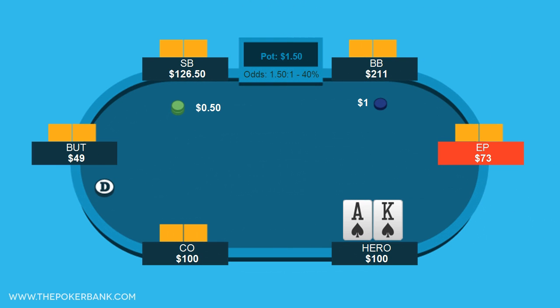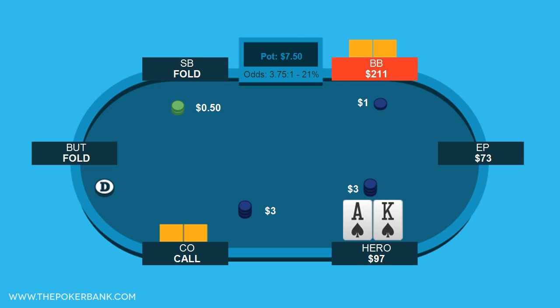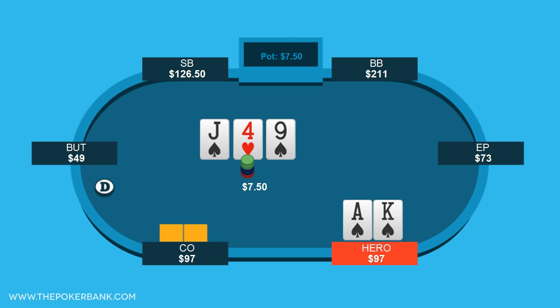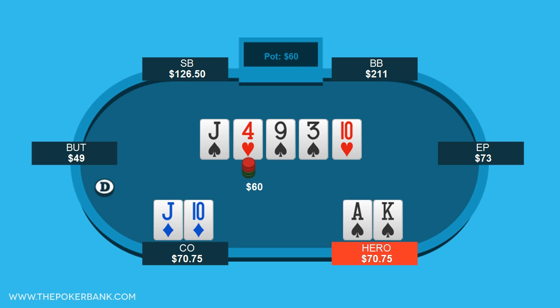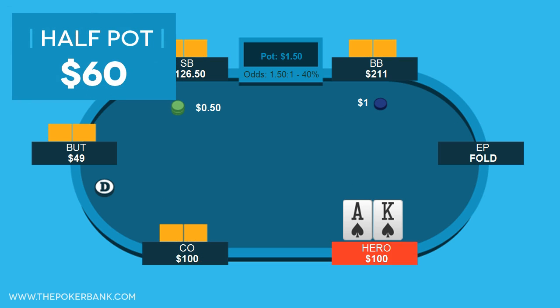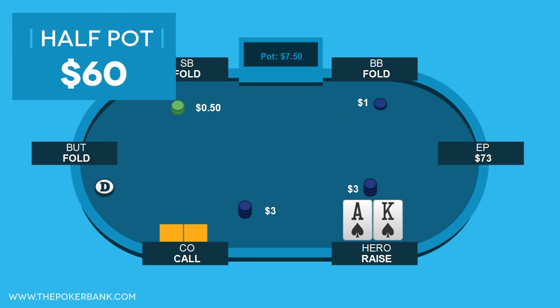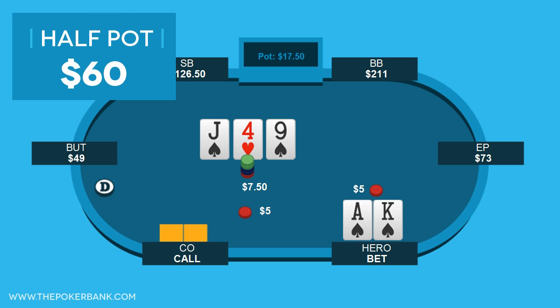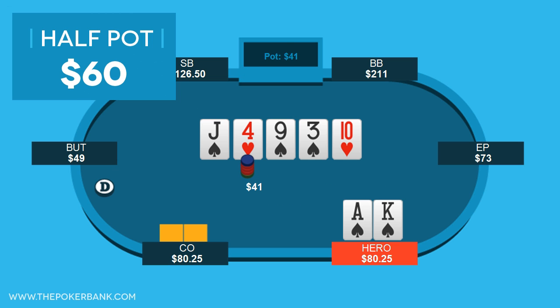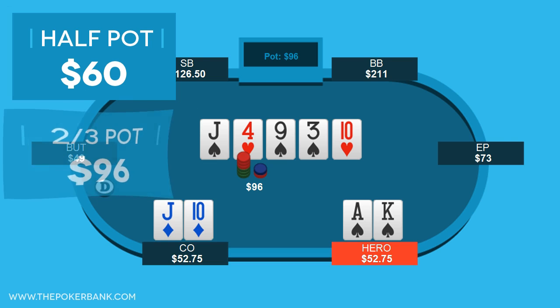In this hand, we open from middle position with ace-king suited, the cutoff calls, and we see a heads-up flop of jack-9-4 with our flush draw. In this first example, we'll bet half pot on each street, and the cutoff will call us down. Notice that the final pot size is $60. In this second rendition, instead of betting half pot on each street, we bet 2/3. Notice that when we get called down, the final pot size is $96.